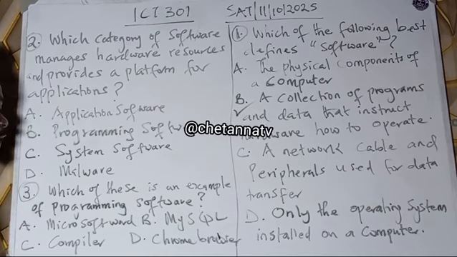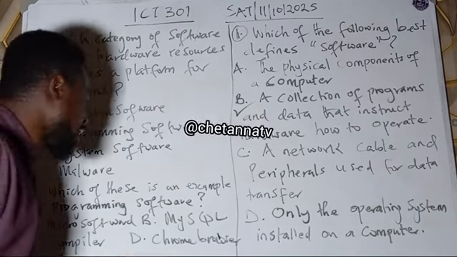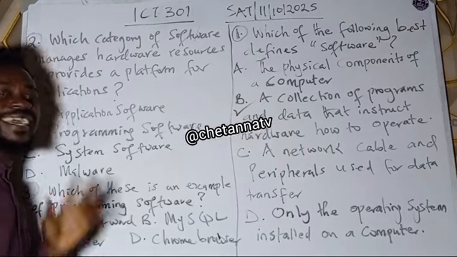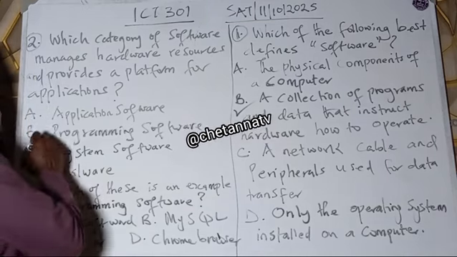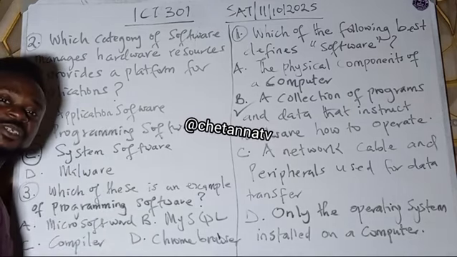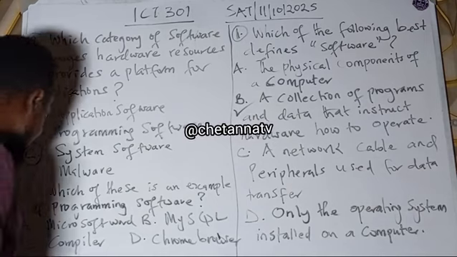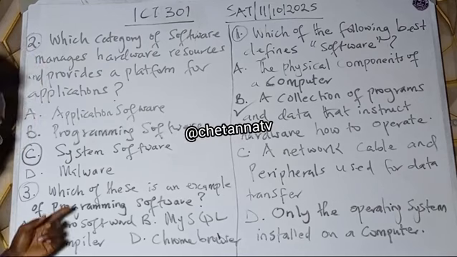Option D says malware. This one is just malicious software. It's not legal. It's illegal. So it's not the answer. So the answer is what? C. System software. All right, let's look at number 3.